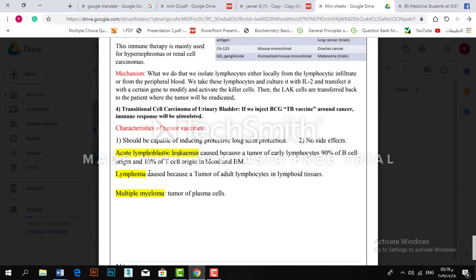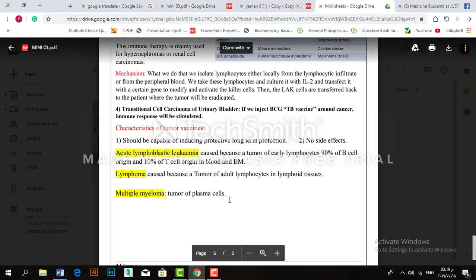Lymphoma is caused by a tumor of adult lymphocytes. Here, early lymphocytes are of B cell origin in 90% and T cell origin in 10%, in blood and bone marrow.